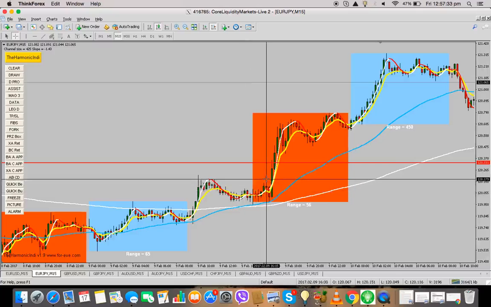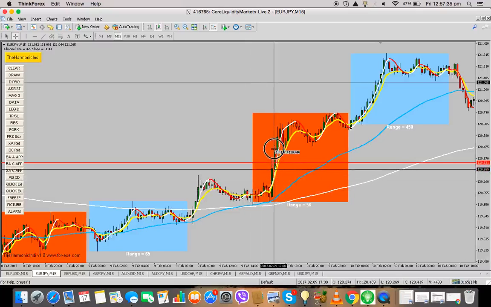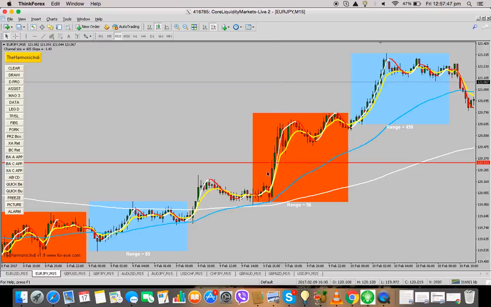Let it finish. Take your entry off the next one. In what pair is this? Euro JPY. You've got 20 pips off just that one candle. All right. Binary traders, take your entries off these candles here.